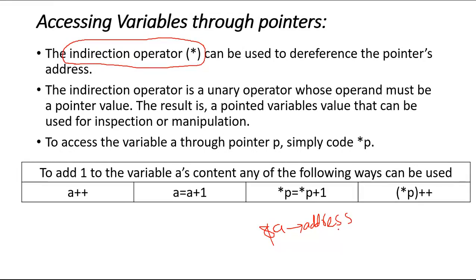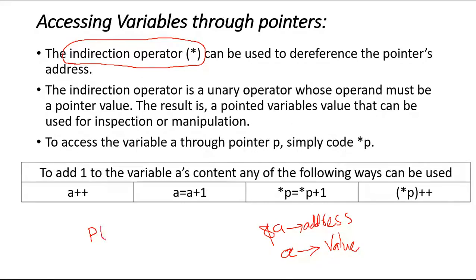So how can you get the value of A? Simply put A itself. Don't prefix anything or suffix anything. Simply if you put A, you will get the value of that A. Understood? How can you get the value? Simply by using the variable name. How can you get the address? By prefixing ampersand.